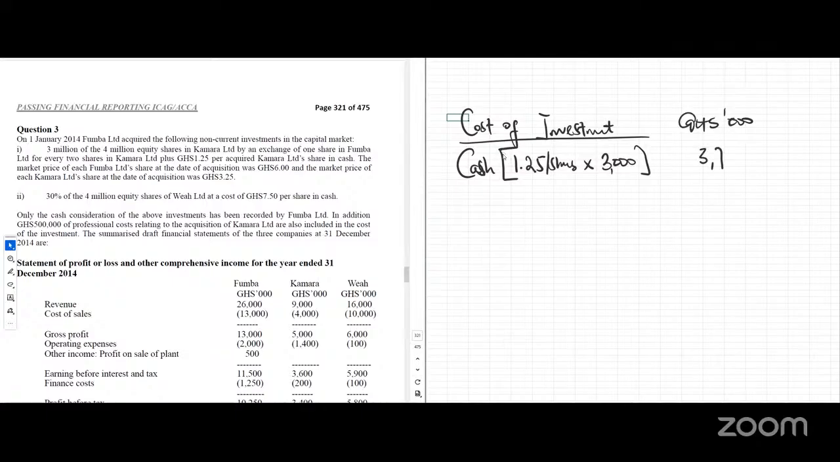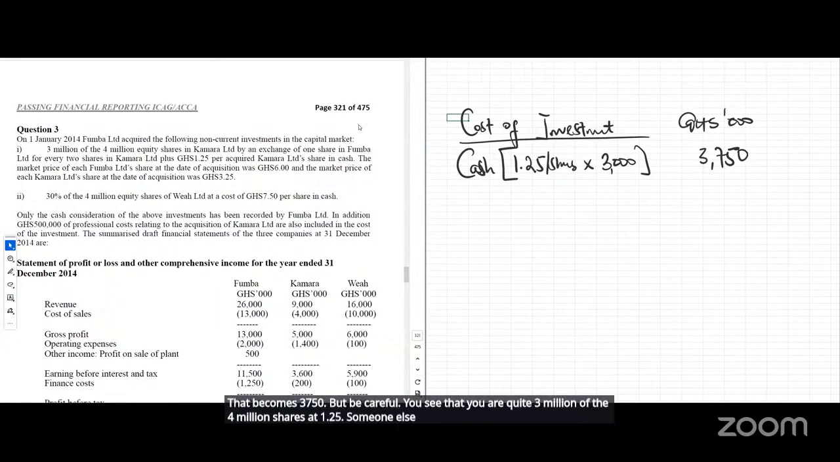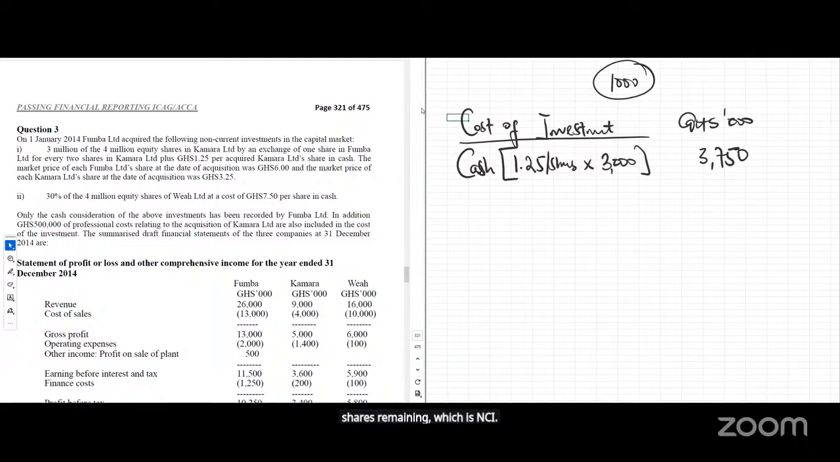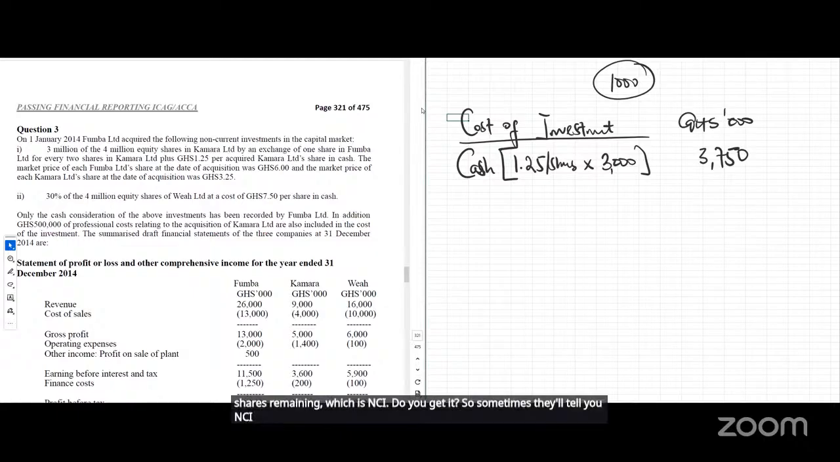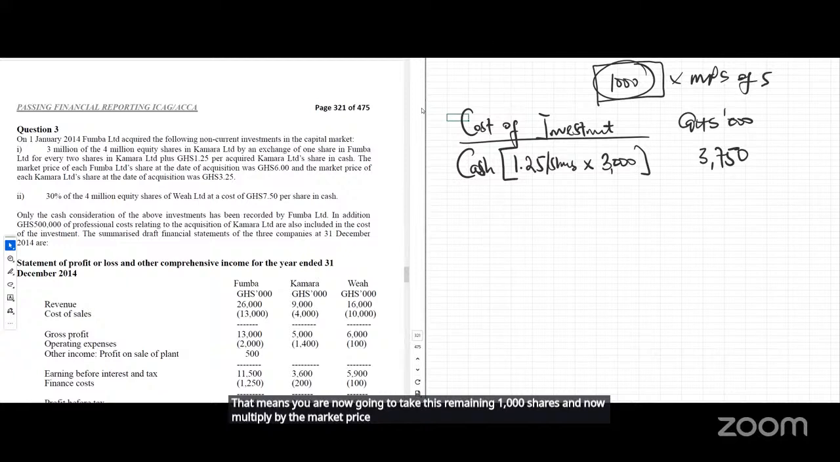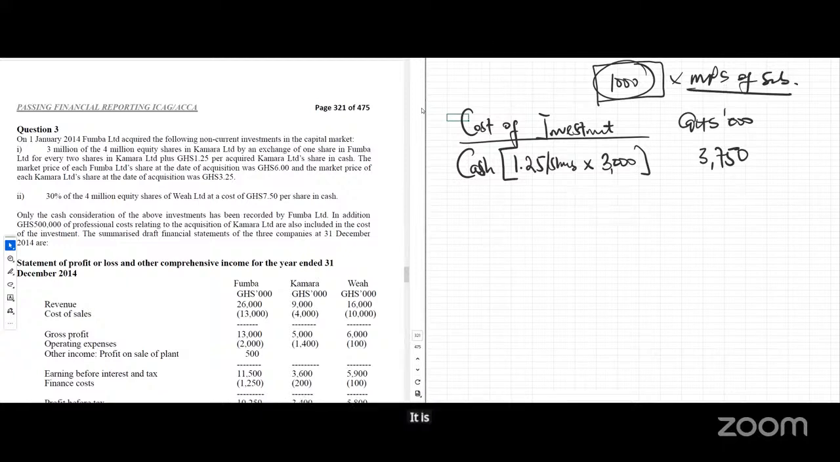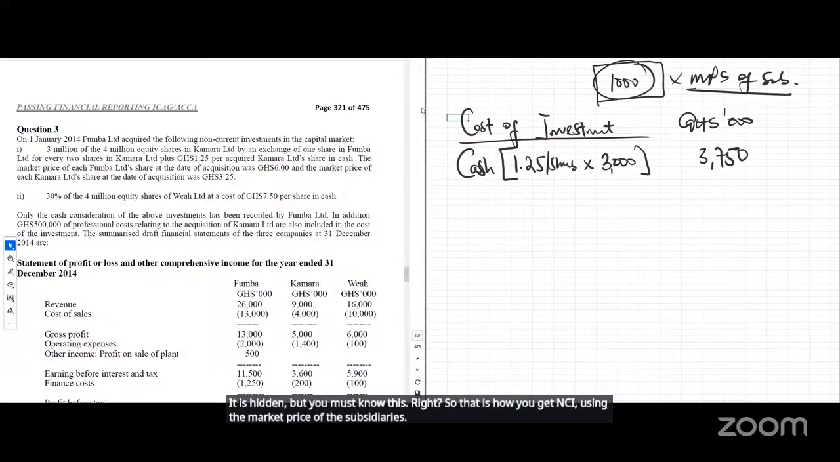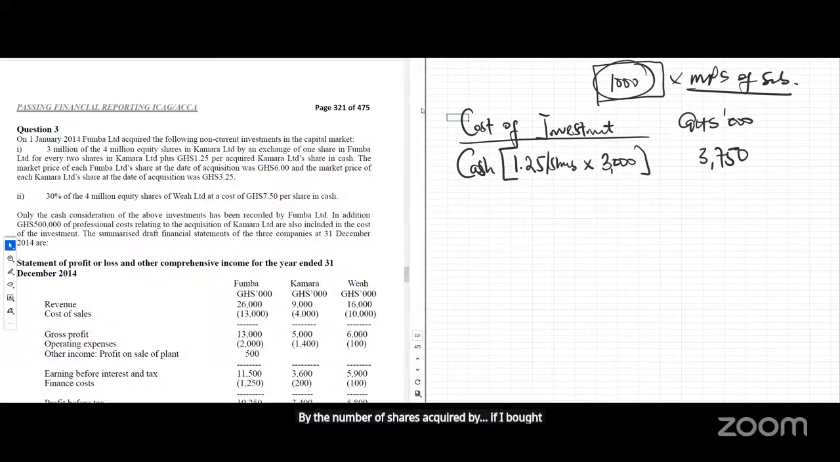That becomes 3,750. But be careful. You see that you acquired 3 million of the 4 million shares at 1.25. Someone else would have acquired the 1 million shares remaining, which is NCI. Do you get it? Sometimes they'll tell you NCI is fair valued, but you are not going to see NCI in the question. That means you are now going to take this remaining 1,000 shares and multiply by the market price of the subsidiary shares. It is hidden, but you must know this. So that is how you get NCI: using the market price per share of the subsidiary by the number of shares acquired by others. If I bought 3,000, then someone else acquired 1,000.